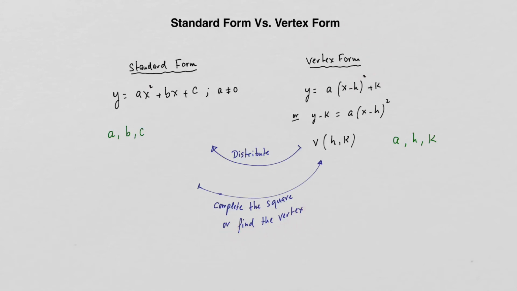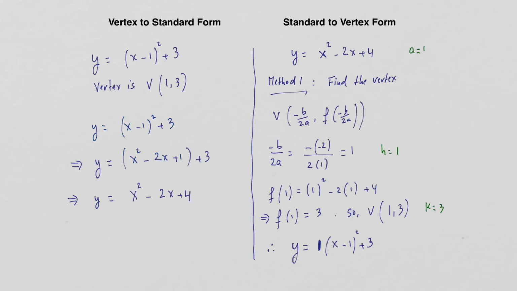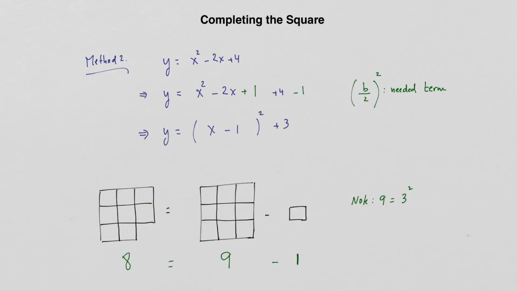That's what I did. The last thing I'm going to do is take this example again and try to get the vertex form without finding the vertex by what we call completing the square. Okay? And that is my second method. So this is the first method to go from standard to vertex, and here is another method. It's called completing the square.